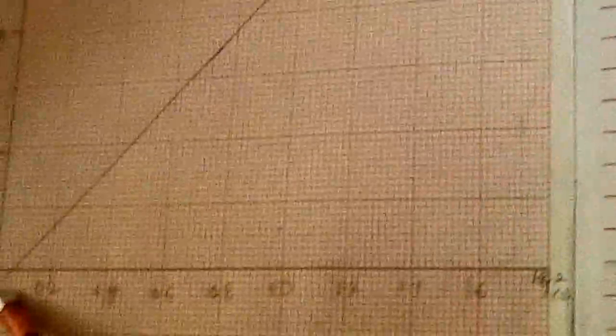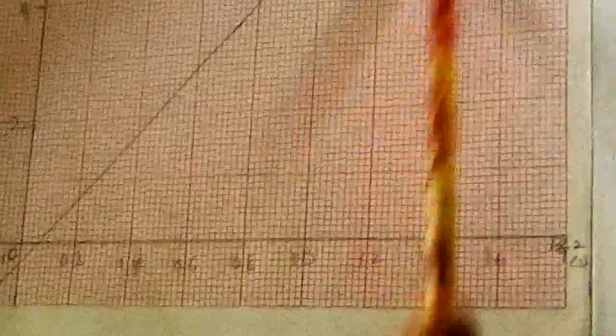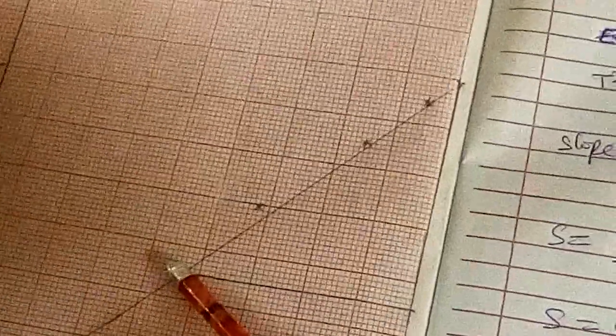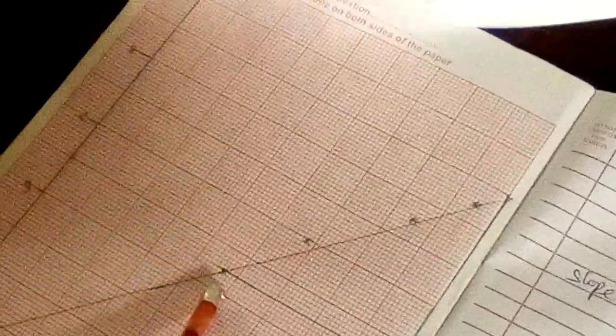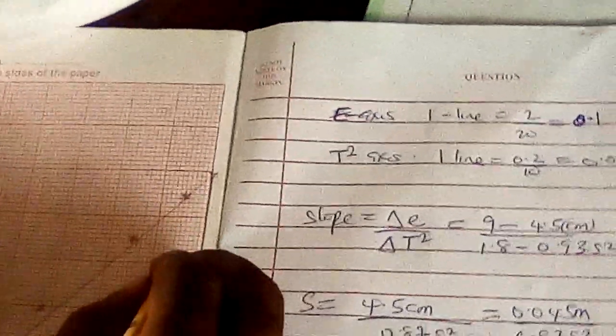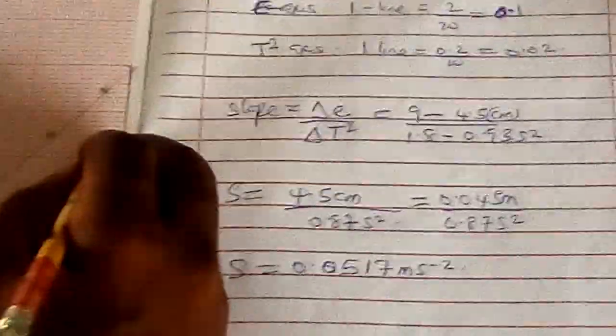When we plotted, we had about 3 points on the line and 2 close to the line. So we have to draw our best line and then take our slope. The slope is the change on the E axis, which here will be our E2.